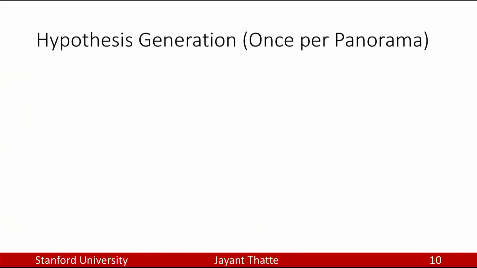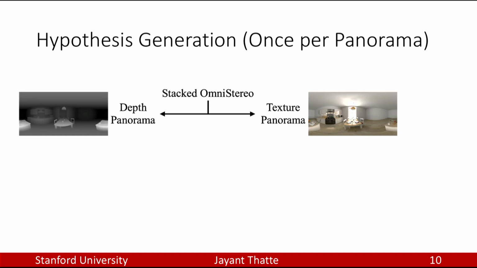Now that I've explained what the representation is, in the second part, I'm going to talk about how actually one would render novel views from this representation. And this happens in 2 parts. The first part is hypothesis generation, and this happens once per panorama. So we start with any one out of the 4 OmniStereo panoramas, the SOS panoramas. And remember that each stacked OmniStereo panorama has a depth component and a texture component.